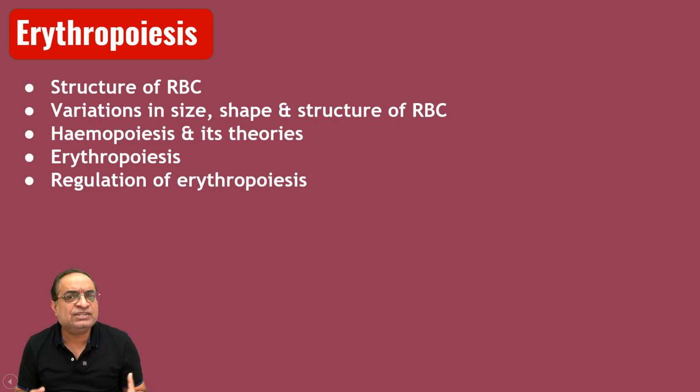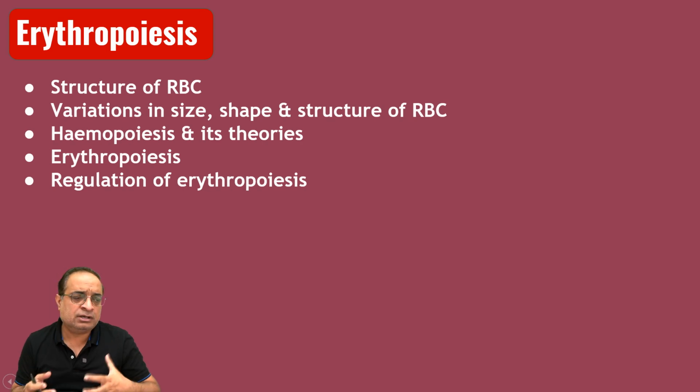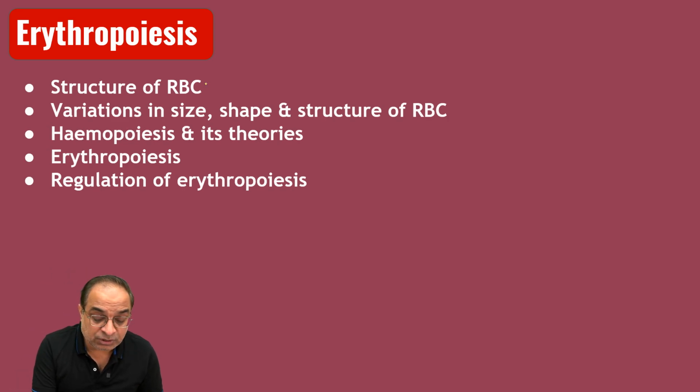There are different stages in the formation of RBCs: hemocytoblast, proerythroblast, early normoblast, intermediate normoblast, late normoblast, then reticulocyte, erythrocyte. We'll be talking about the different metal ions which are required, vitamins which are required for the production of the RBCs. The structure of RBCs.